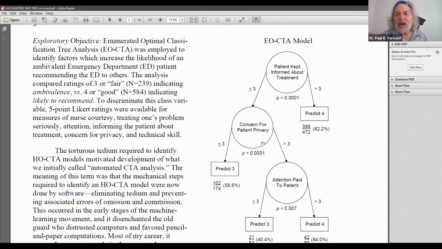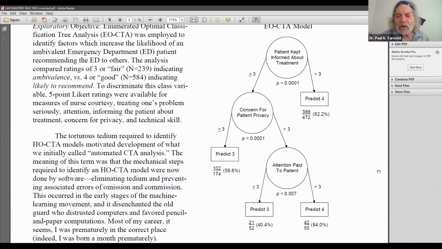Okay, so let's check this out. Patient kept informed about the treatment. If a patient is informed about what's going on with them, and the patient says that's at least 4, they like it, then you're going to predict that they're going to recommend it. 82% of the people are going to recommend it. So all you've got to do to really boost your recommendation is keep your patient informed about what's going on. Don't ignore them. When they look confused or upset, go up to them and tell them, here's what's happening. Update the amount of time you're going to have to wait. And they think, wow, okay, thank you. And they don't get upset and they don't take it out on you.